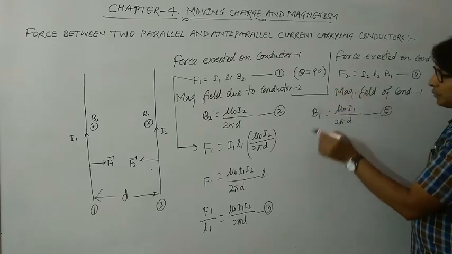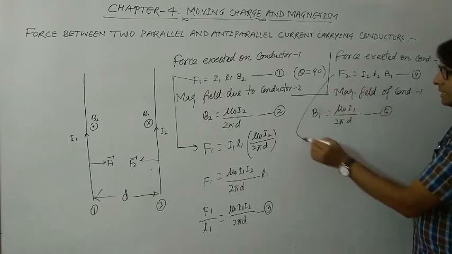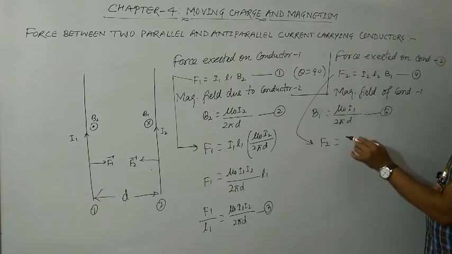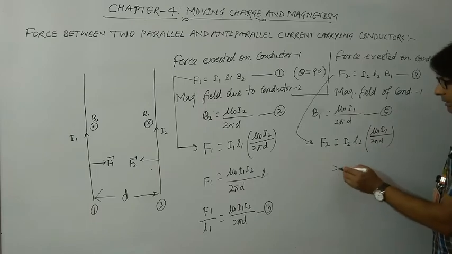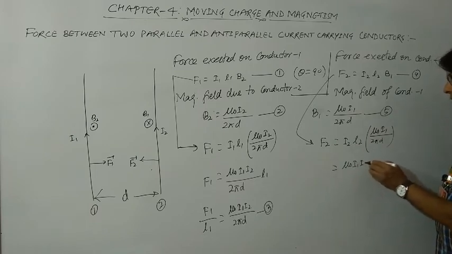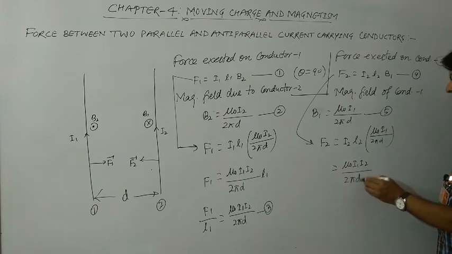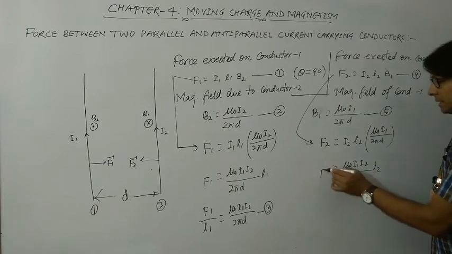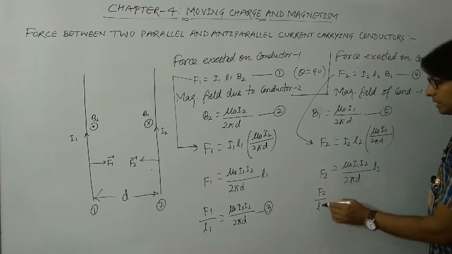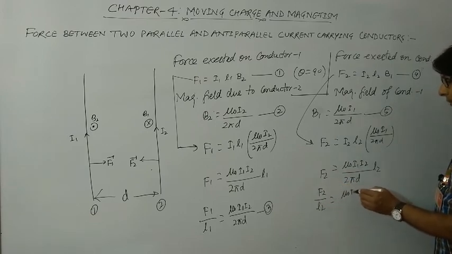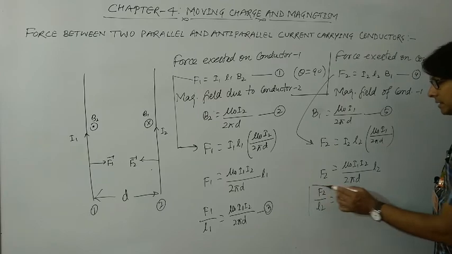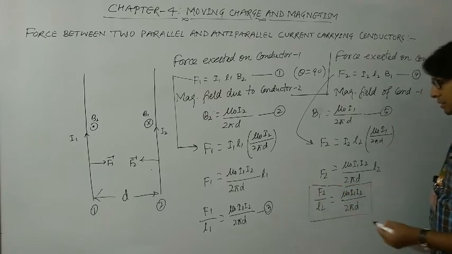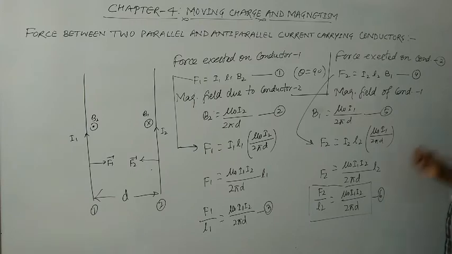Now putting the value of B1 into equation 4, I can have the value of F2 as I2 L2 B1, that is mu 0 I1 upon 2 pi D, and now it can be written as mu 0 I1 I2 upon 2 pi D into L2. And if I divide F2 by L2, then it comes out to be mu 0 I1 I2 upon 2 pi D. And interestingly, equation 3 and equation 6 both are the same.